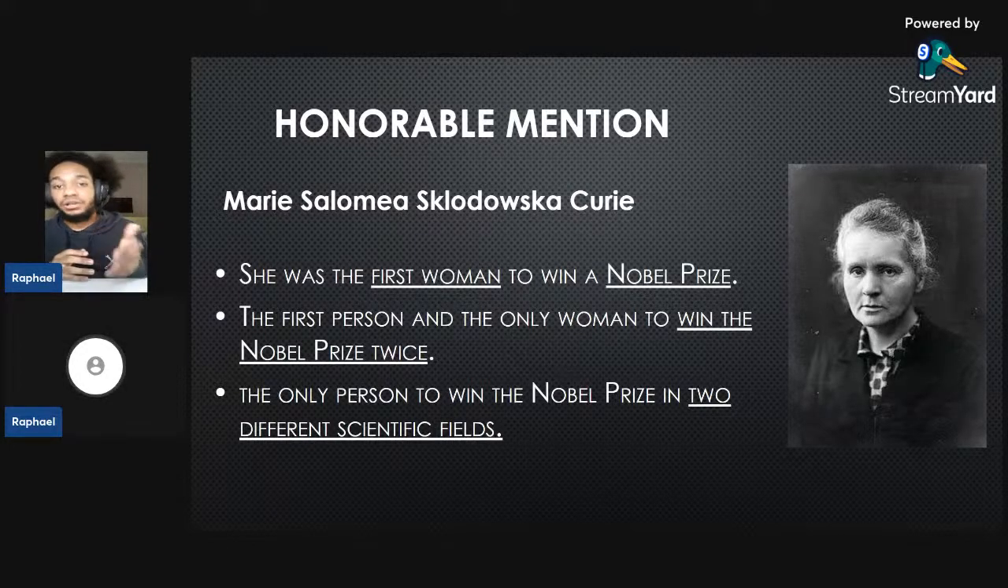Her husband, Pierre Curie, was a co-winner on her first Nobel Prize, making them the first ever married couple to win the Nobel Prize, and launching the Curie family legacy of 5 Nobel Prizes, like I'm showing. I showed it before.